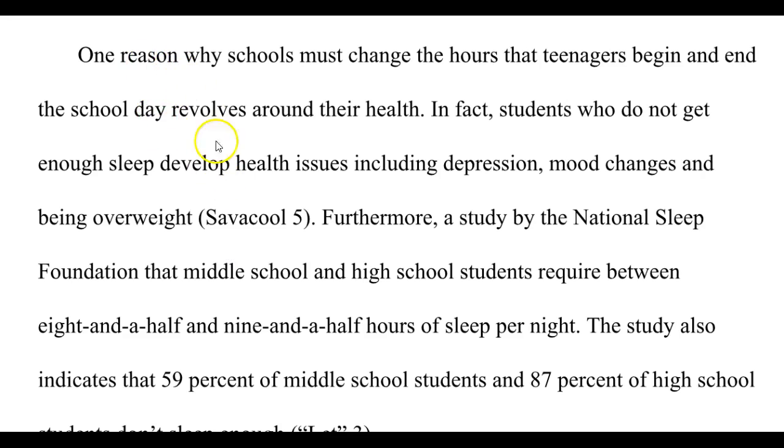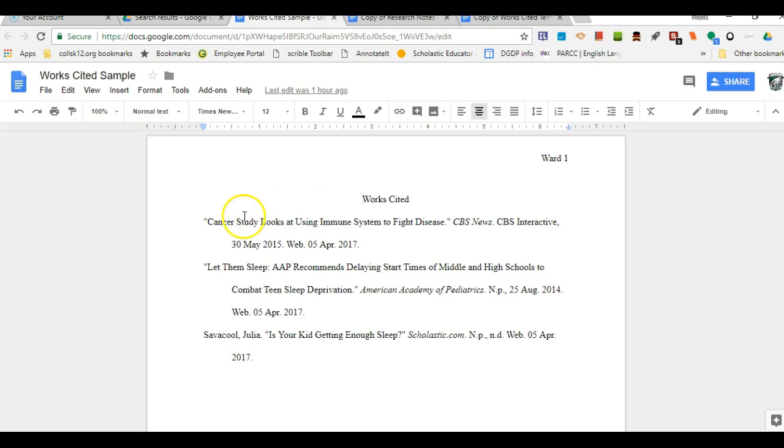We've written paragraphs like this where we've used in-text parenthetical citations, Savicool, the author's last name, and we know it's either a page number or a paragraph number. Well, how do I know how to find that? This is why I've done this. MLA format uses a works cited page, and if I go down here, Julia Savicool wrote an article, "Is Your Kid Getting Enough Sleep?" in Scholastic, on the web, accessed April 5th, 2017. All right, so I can now go find it.